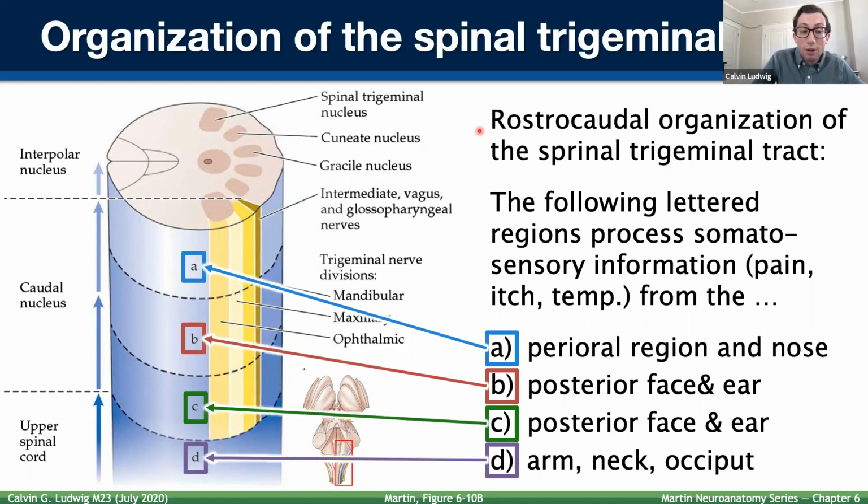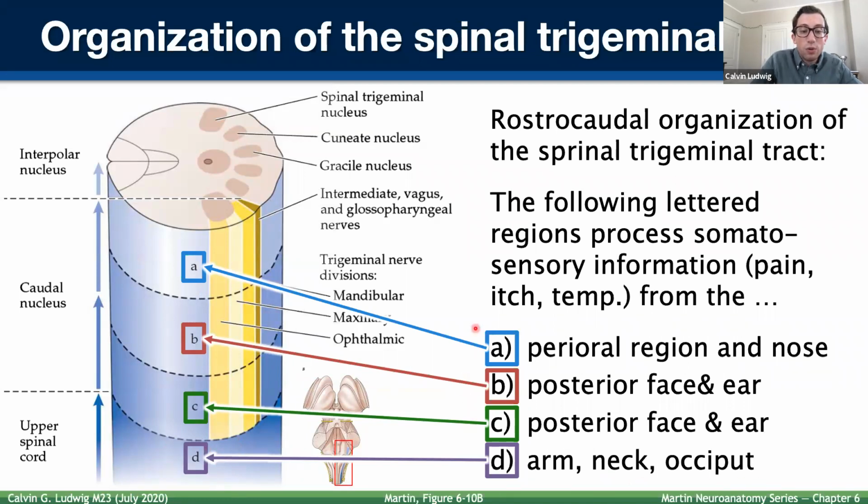So now taking a look, that was sort of the dorsoventral organization as these sort of distinct slices of this part of the brain. Now we're looking at the rostrocaudal organization, so up to down. The following lettered regions process somatosensory information, pain, itch, and temperature from the A, sort of up top, is the perioral region and nose. Two sections below, both B and C, are the posterior face and ear. And then finally, D is the arm, neck, and occiput.